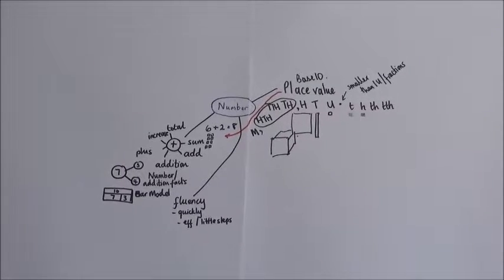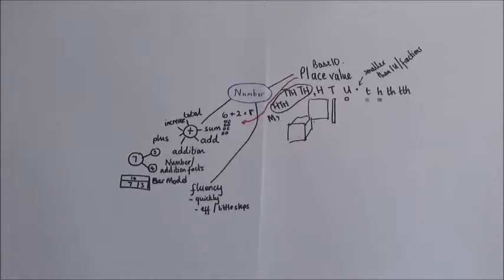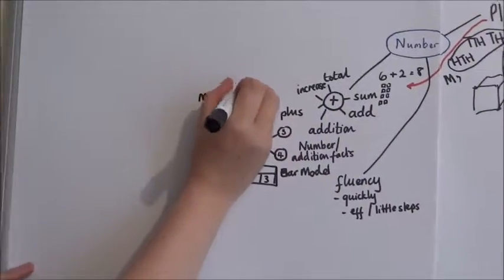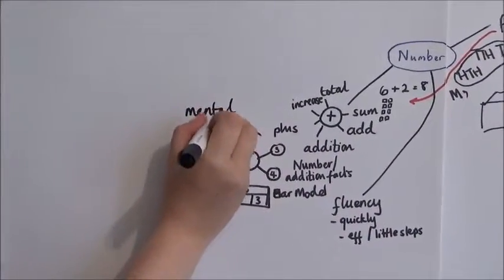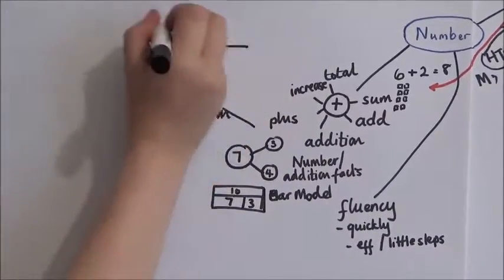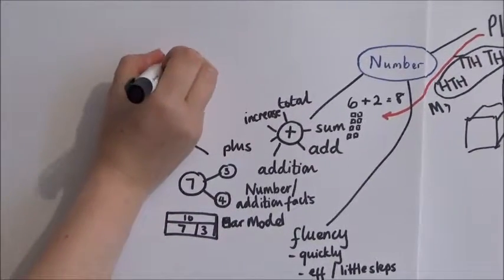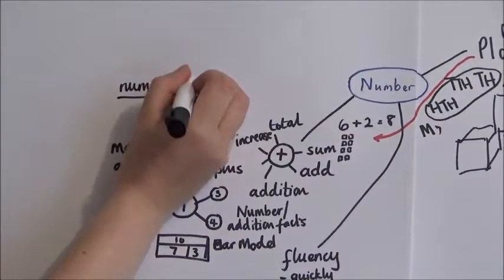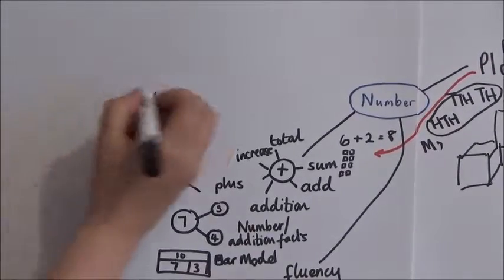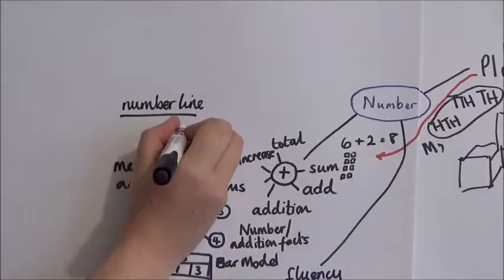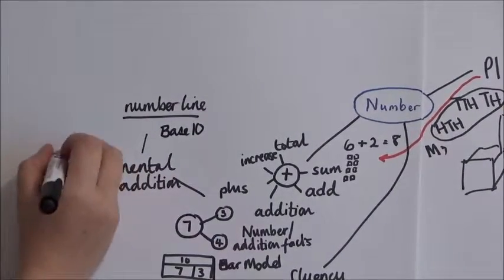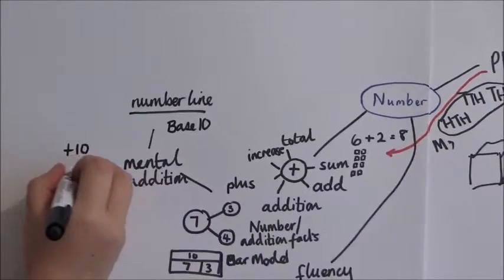So, we're going to add our new learning to our number mind map. We've been looking at mental addition, and we were using a number line to show what was going on inside our heads when we were doing it mentally. We were also using base 10 to show what that actually meant. We were adding the tens, we were adding the units.